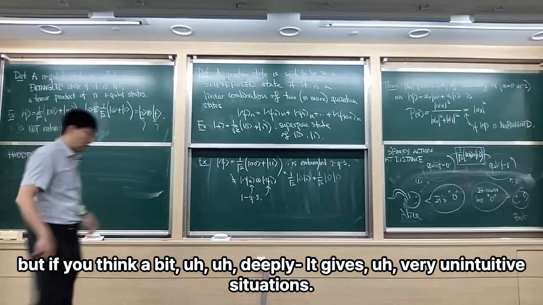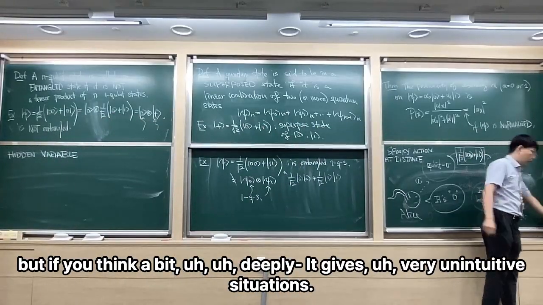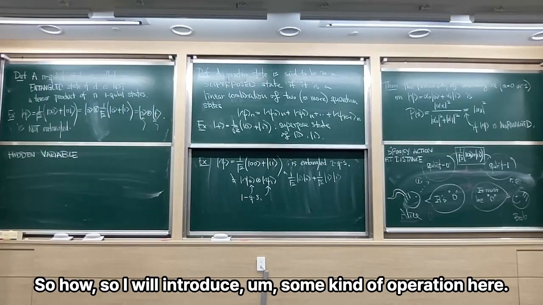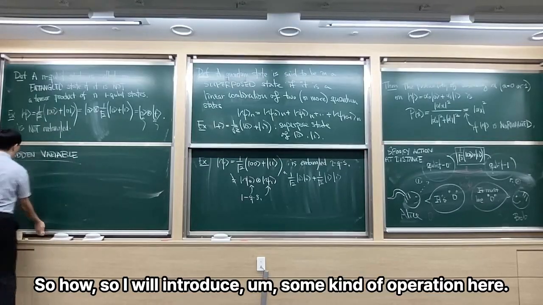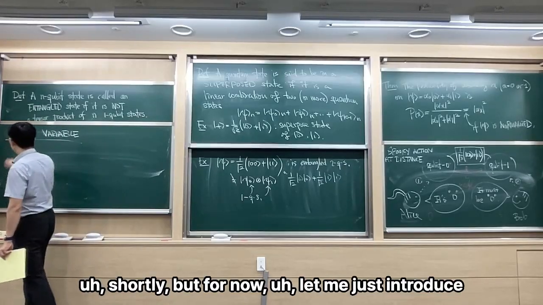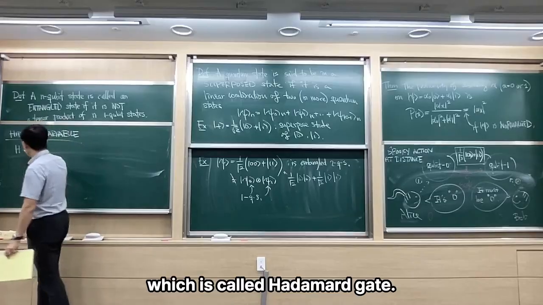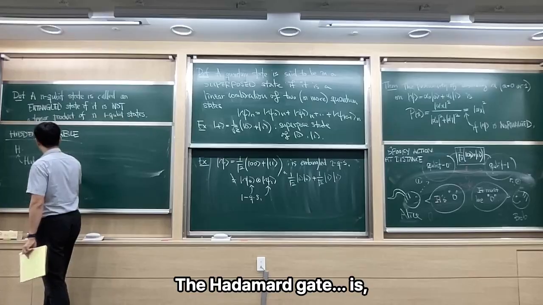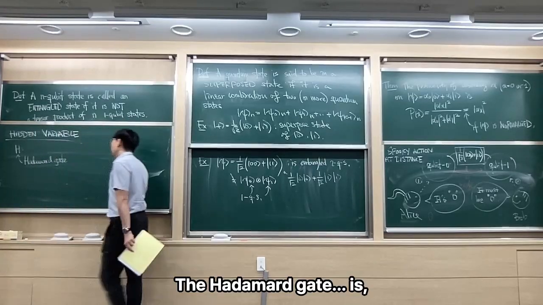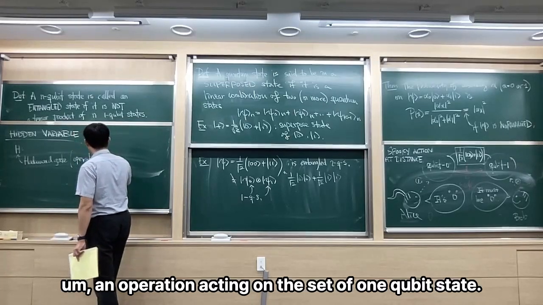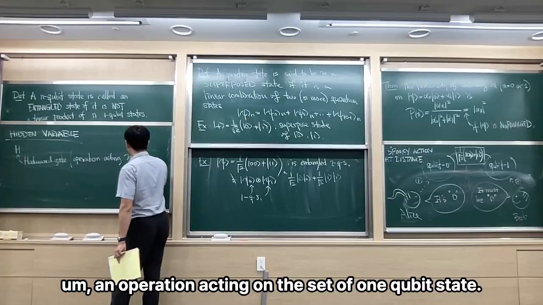But if you think a bit deeply, it gives very unintuitive situations. So I will introduce some kind of operation here. We're going to talk about quantum gates shortly, but for now, let me just introduce one quantum gate, which is called the Hadamard gate. The Hadamard gate is an operation acting on the set of 1 qubit states.